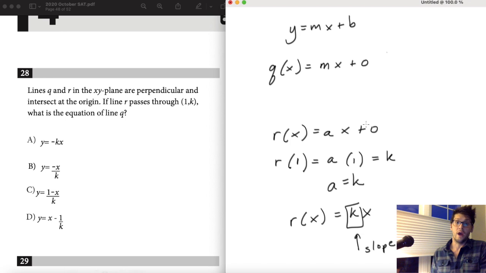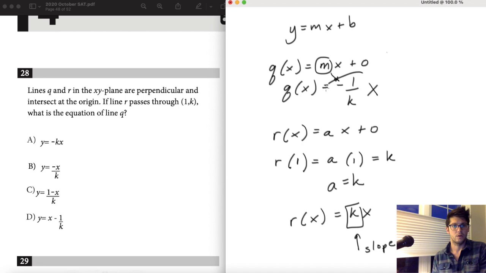To finish this out in the traditional way, you would say, well, the q equation, I know what the slope is then. I don't really know, but it's perpendicular to k. So opposite, reciprocal. If you have a slope of k, perpendicular to that is negative 1 over k. And then we already know the y-intercept is 0. So this is the entire equation. The slope is this right here, negative 1 over k. Equation for q would just be q of x equals negative 1 over k times x. Which is answer choice C.